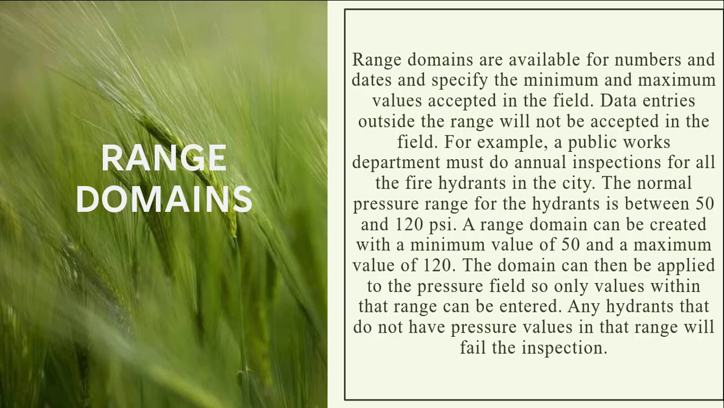It's more like a constraint. If you read from the very paragraph, it's a constraint we apply to data. Okay, it's between this and this. So any hydrant that does not have a pressure value in that range will fail the inspection. Now that has helped you. Instead of just putting different things, now this is the acceptance value, between 50 and 120. So any value that is not within this has failed the inspection. Any value within this has passed the inspection.